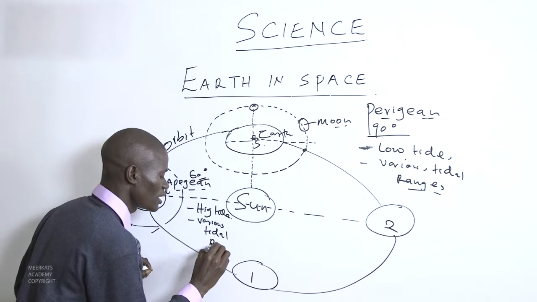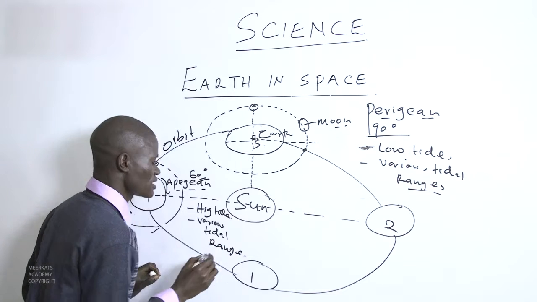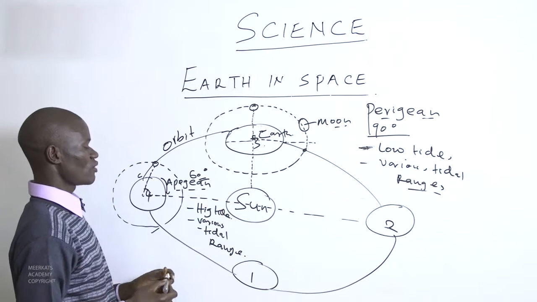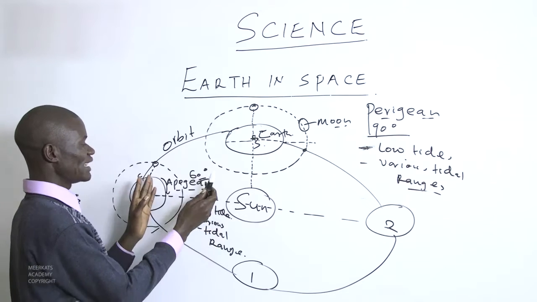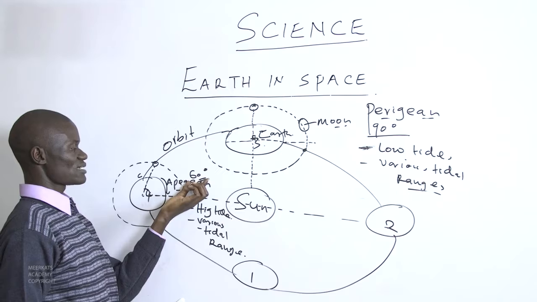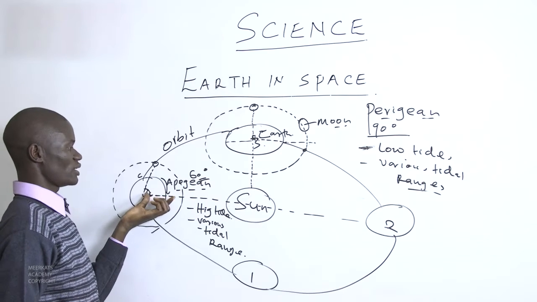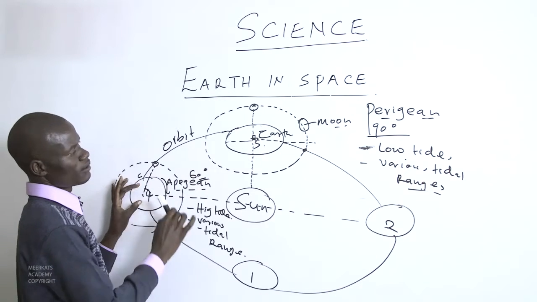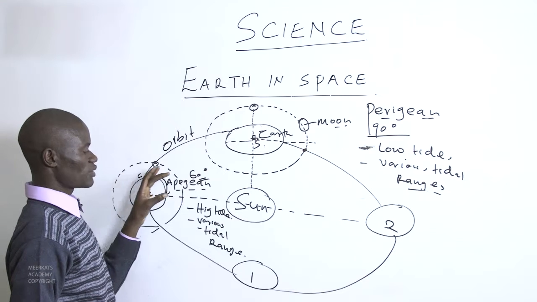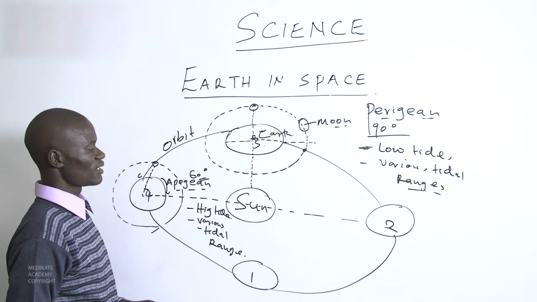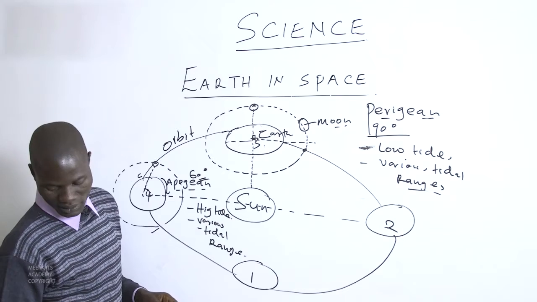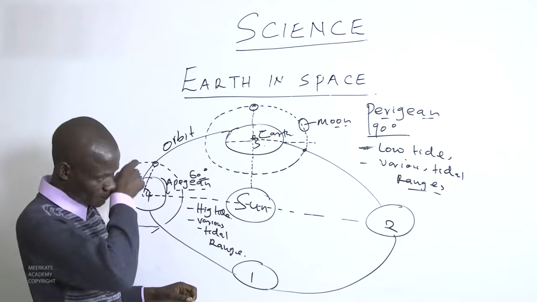We'll have what we call various tidal ranges. There are subtypes of tides that are formed within the 60 angular formation. That is now how a Perigean tide is formed. And we also look at the neap tide.